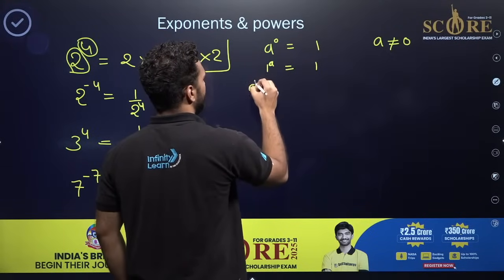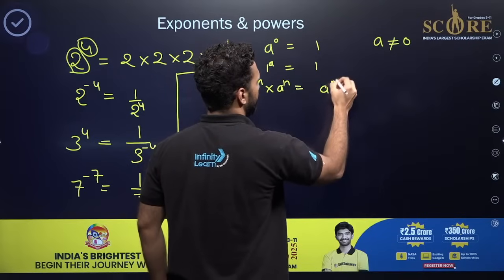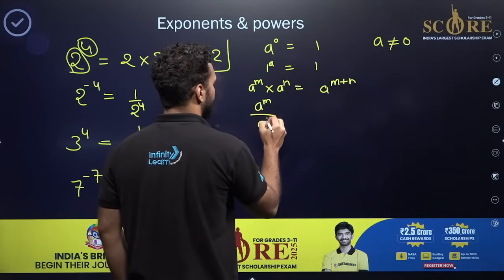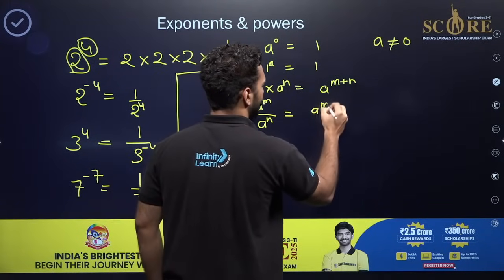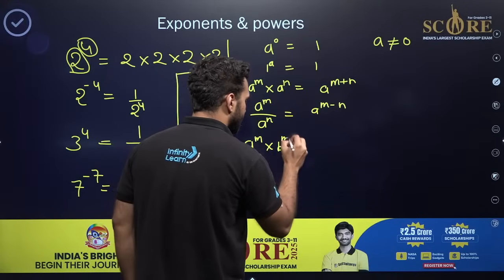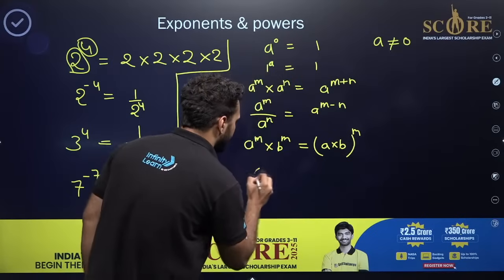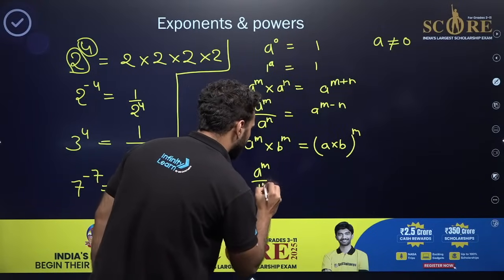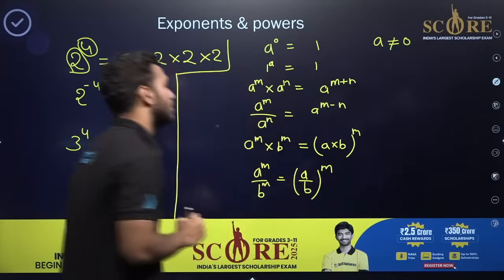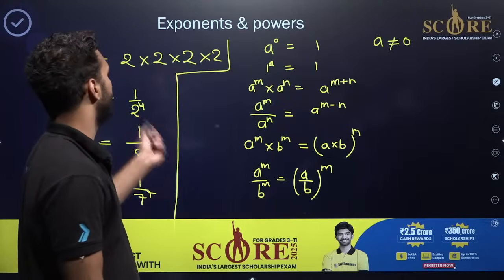a to the power m into a to the power n gives a to the power m plus n. And a to the power m upon a to the power n gives a to the power m minus n. a to the power m into b to the power m, we can write as a into b whole power m. a to the power m upon b to the power m, we can write as a upon b whole power m. Keep this rule in mind to solve questions of exponents and power.